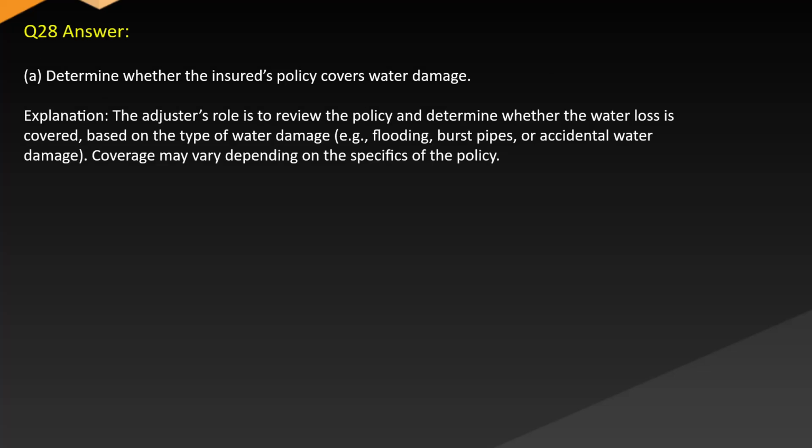Answer: A. Determine whether the insured's policy covers water damage. Explanation: The adjuster's role is to review the policy and determine whether the water loss is covered based on the type of water damage, e.g., flooding, burst pipes, or accidental water damage. Coverage may vary depending on the specifics of the policy.